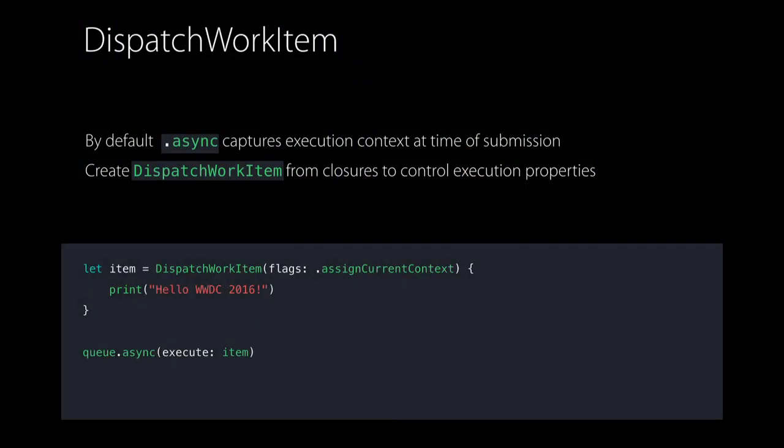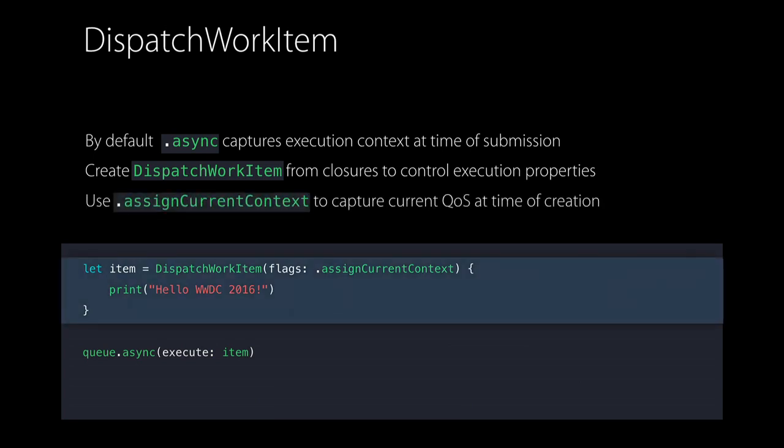So on a more granular level, when you async to a dispatch queue, it captures the execution context at the point where you async. Now, execution context here means things like QoS. It also means the logging context that you currently have. But if you want more control over this, you can use dispatch work item to create items where you have more control over how they execute.